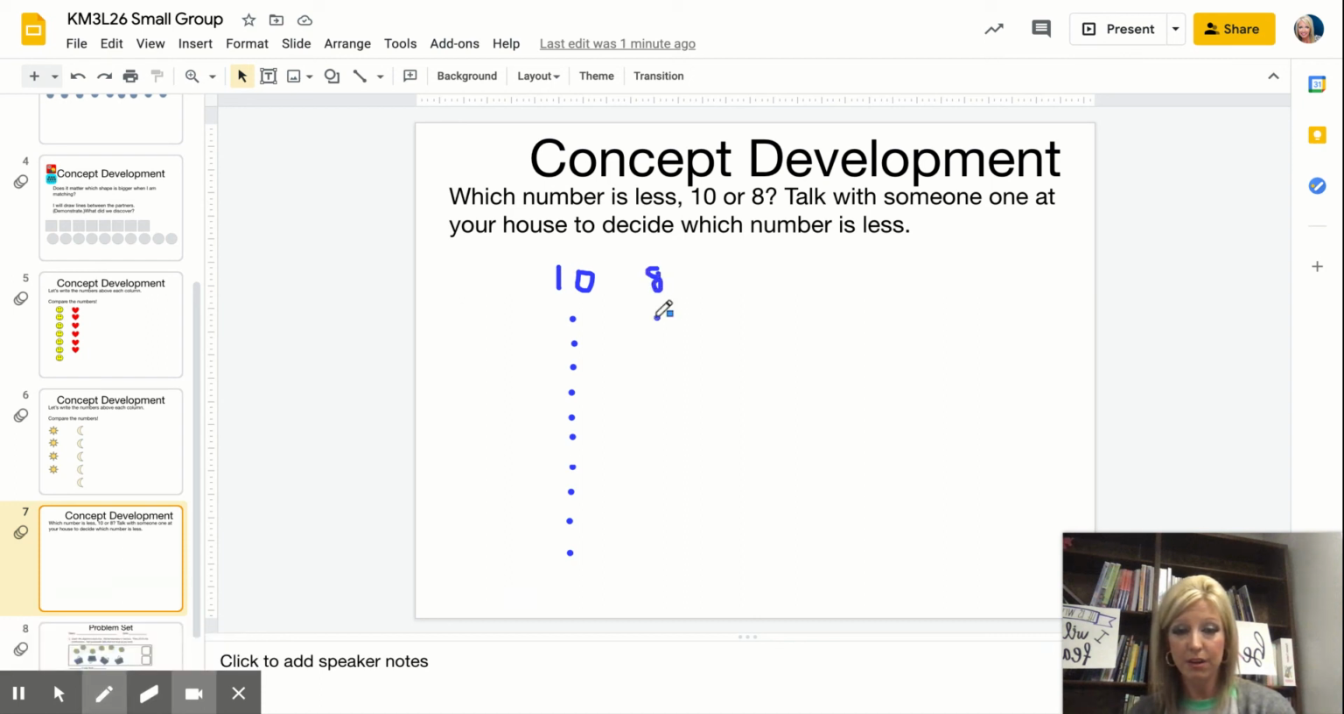So we have that 1, 2, 3, 4, 5, 6, 7, 8. And then make sure our dots didn't get off. I'm going to connect them. So we have 1 there, 1 here, 1 here, 1 here. And this shows us that 8 is less than 10.